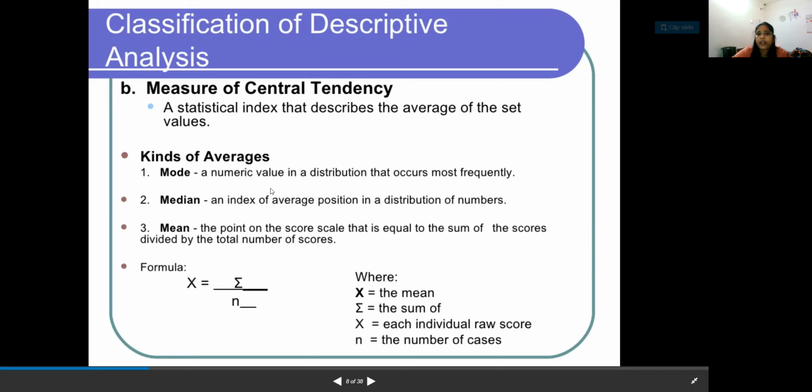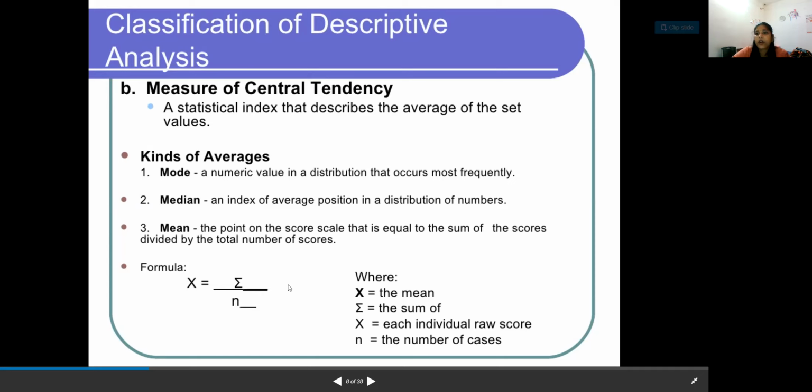Okay, mode means the numerical value in a distribution that occurs most frequently. Okay, mode we are doing in every nursing research, and median also indicates the average position in the distribution of numbers, and mean is the point on the score scale that is equal to the sum of the scores divided by the total number of scores. Okay, this is x̄ mean. Okay, mean equation x̄ is equal to Σx divided by n. Okay, Σx divided by n.